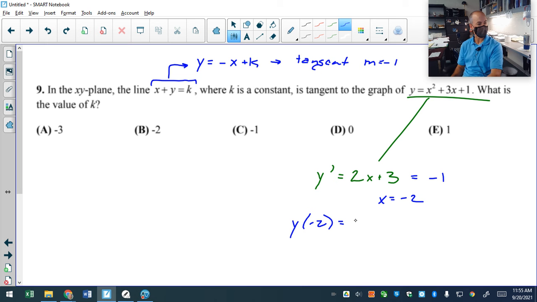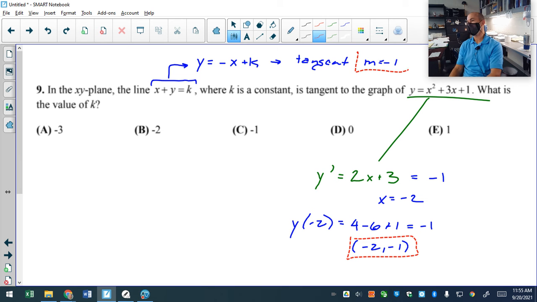So -2 squared is 4. 3 times -2 is -6, plus 1. And we get a y coordinate of -1. So my point of tangency is (-2, -1). And we already have the tangent slope. So once I get those two pieces of information, I have my point and I have my slope. I can take those and put them in point-slope form.